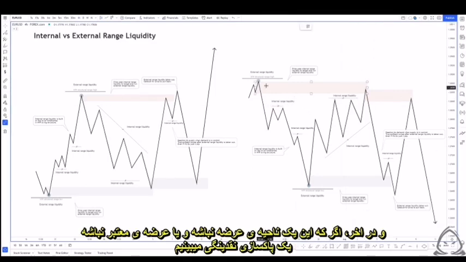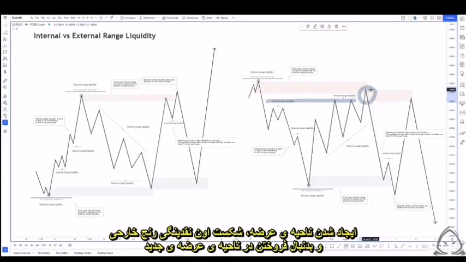And then finally, in the event that this ends up not being a supply zone or a valid supply zone, what we could see is a sweep of liquidity, a creation of a supply zone, and then a break of that external range liquidity, and then looking for sells at the newly created supply zone.